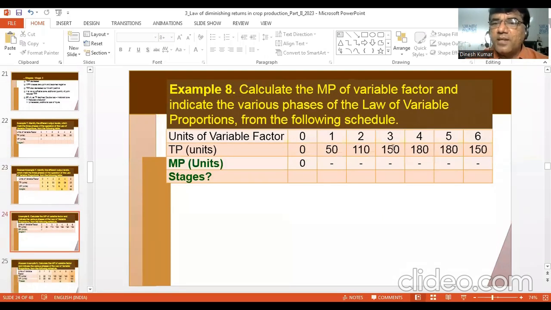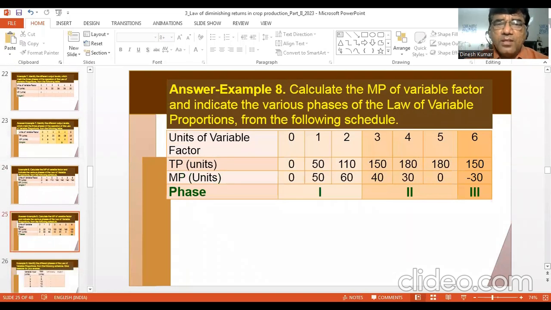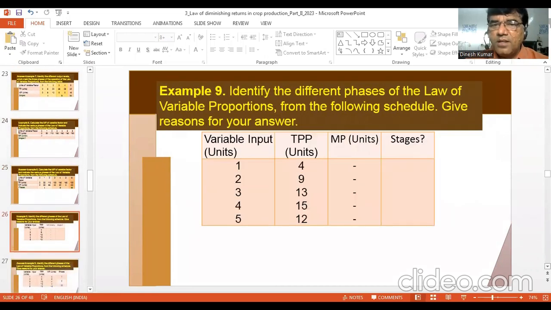Now, the second numerical is also the same. You can do it yourself, try to practice it. Similarly, you can identify the last example. You can see 1, 2, 3 different phases. This is also very easy, and you need to identify the stages. The objective is to find out the stages. From 4 to 9, here it will come 4, 5, 4, 2, and then minus 3. And then in the last column, you need to write the stage.